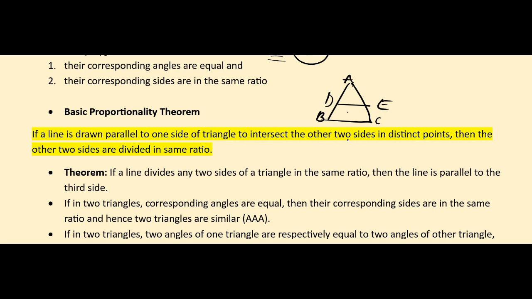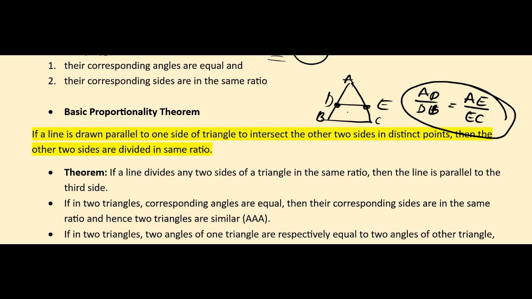Then it intersects the other two sides in distinct points. Yes, it intersected here and here, correct? Then the other two sides are divided in the same ratio. What they are telling is AD divided by DB is equal to AE divided by EC. So this basic proportionality theorem gives us this result: the two sides are divided in the same ratio.